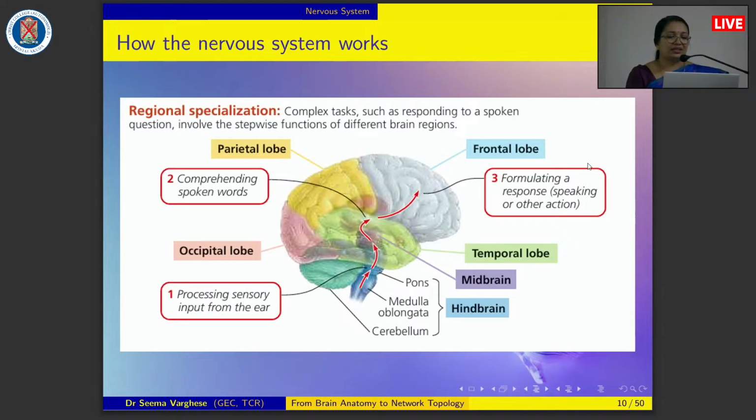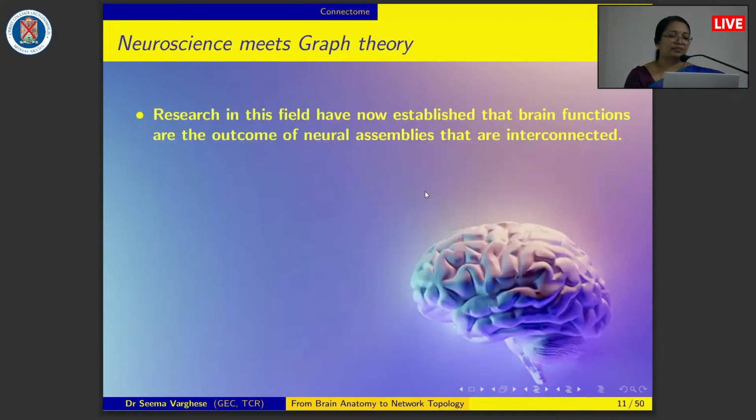Now, this is the idea, and you see this is what happens when you speak. When you are answering a question, first of all your ear will process, and something is happening here, then it will be comprehended, then the response will be formulated. This is what is happening. So each and every region has specific functions, and they coordinate together to get the result. Functions which coordinate together should be connected. So how well it is connected, that is the idea.